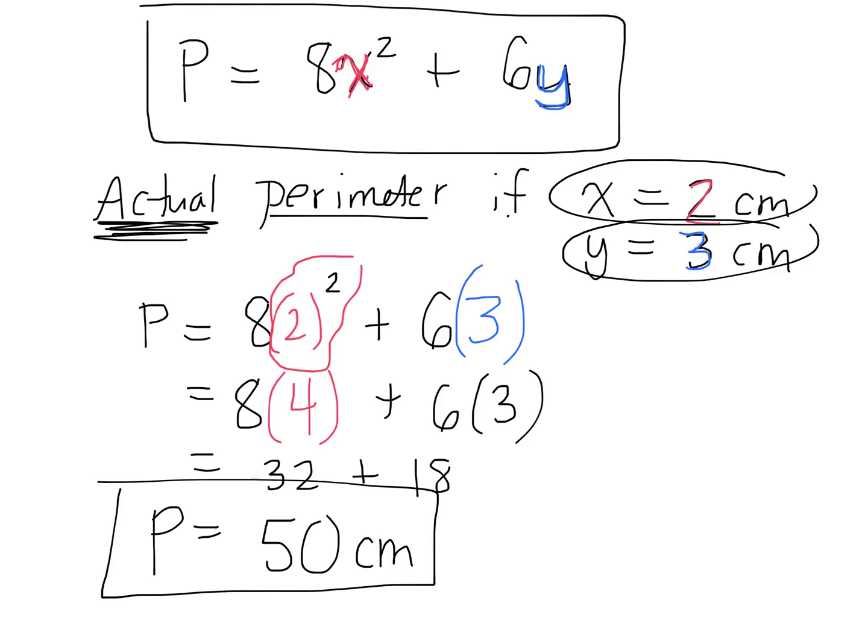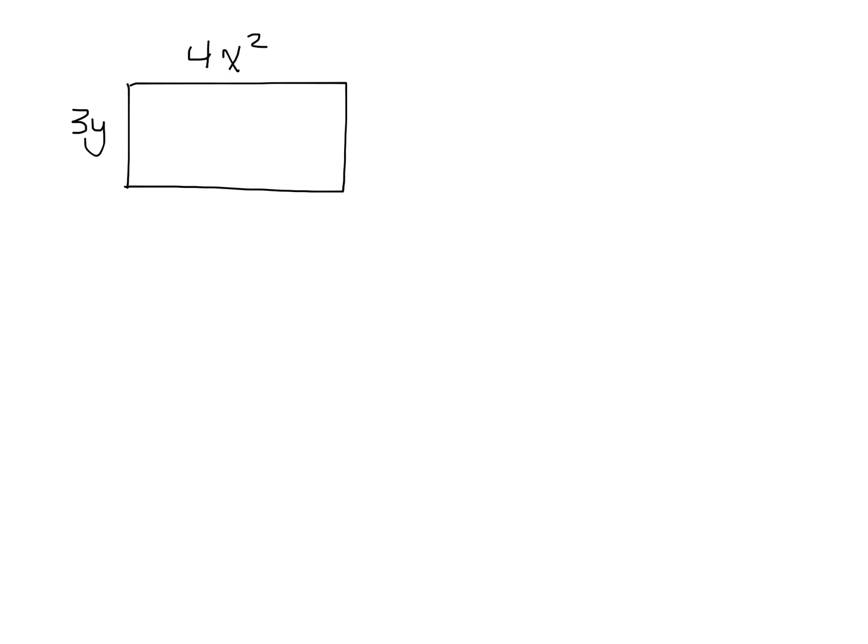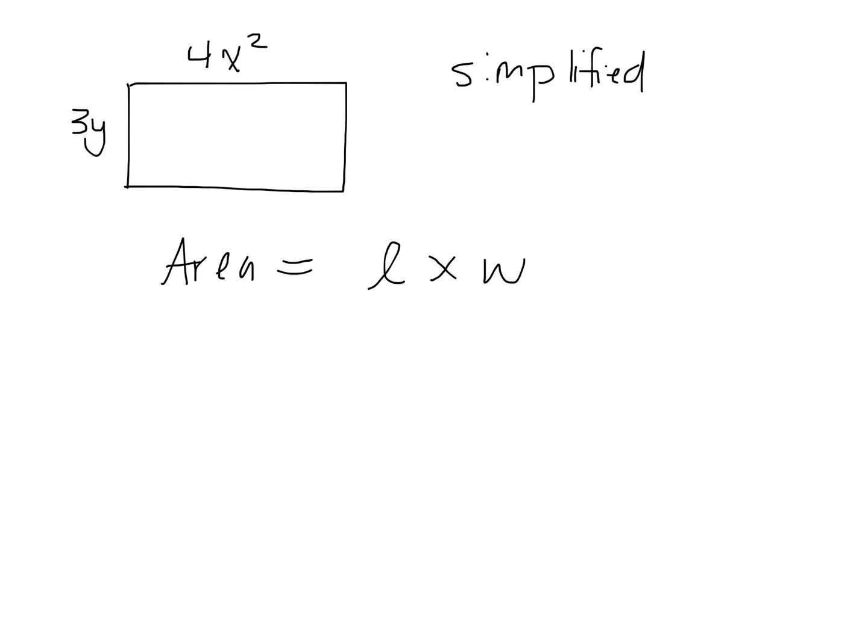is 50 centimeters. Using the same diagram, the same rectangle, now we need to find a simplified expression of the area. How do you find the area of a rectangle? Good. Length times width. So which one is the length? 4x squared we'll label as the length, and 3y is the width.